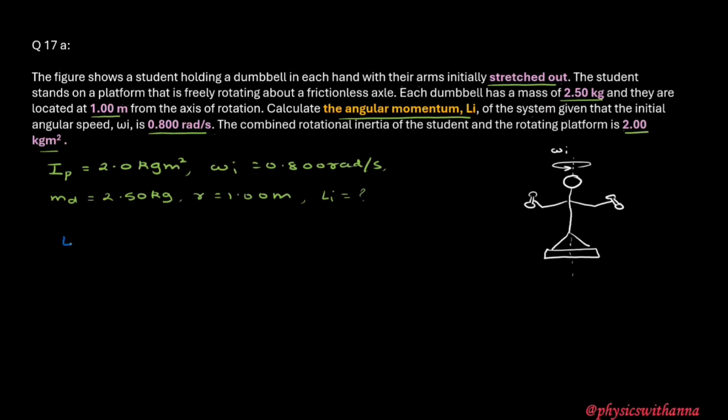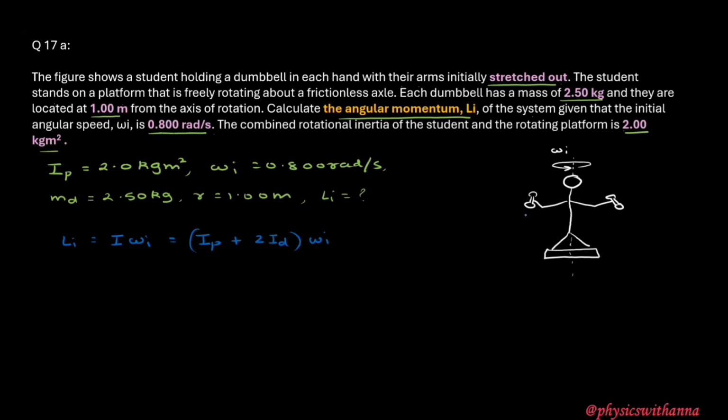Angular momentum L is given as I times omega. So if I want to find the initial angular momentum, I have to multiply the moment of inertia of the system with its initial angular velocity. The moment of inertia of the system is the sum of the moment of inertia of the student with the platform and the moment of inertia of the two dumbbells. Since the two dumbbells are identical and at the same distance from the axis of rotation, we can just add their moment of inertia and write this as 2 times Id, into omega i. Now we know all of these quantities except for the moment of inertia of the dumbbell.